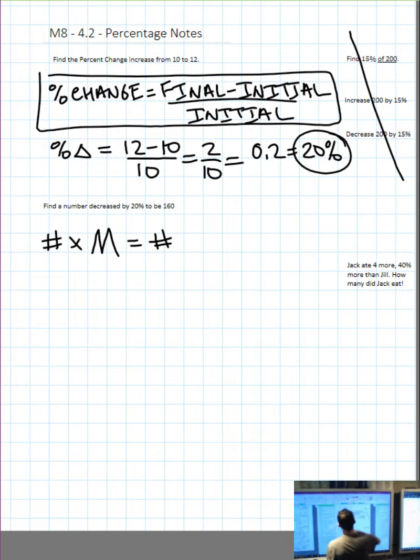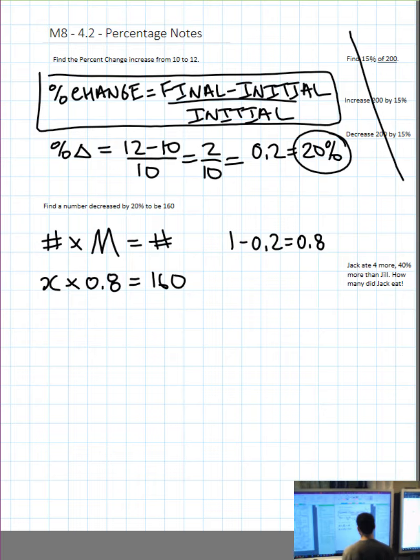So I don't know what the first number is. I'm going to call it x. Now if I want to decrease it by 20%, 1 minus 0.2 equals 0.8. So I'm going to times it by 0.8. And that number is 160. So there's some quick algebra that we're going to do later in equal fractions, but I'm just going to show you a very simple example.